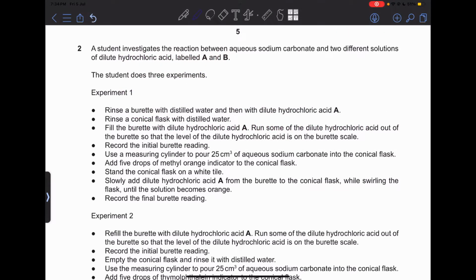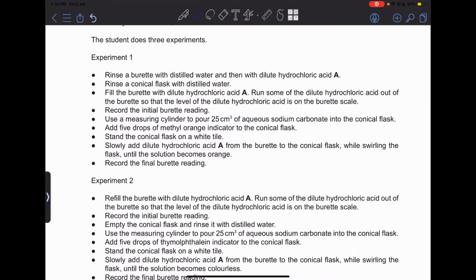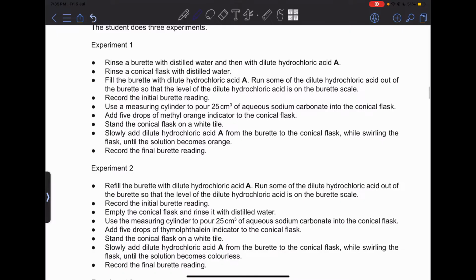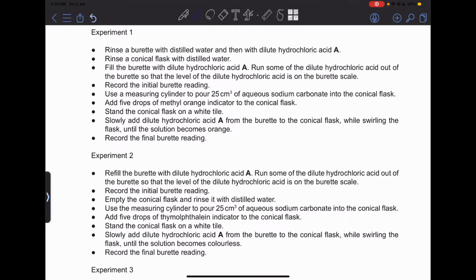Number two, a student investigates the reaction between aqueous sodium carbonate and two different solutions of dilute hydrochloric acid labeled A and B. The student does three experiments. Experiment one was rinsing a burette with distilled water and then with dilute hydrochloric acid A. Rinse a conical flask with distilled water and fill the burette with dilute hydrochloric acid A.